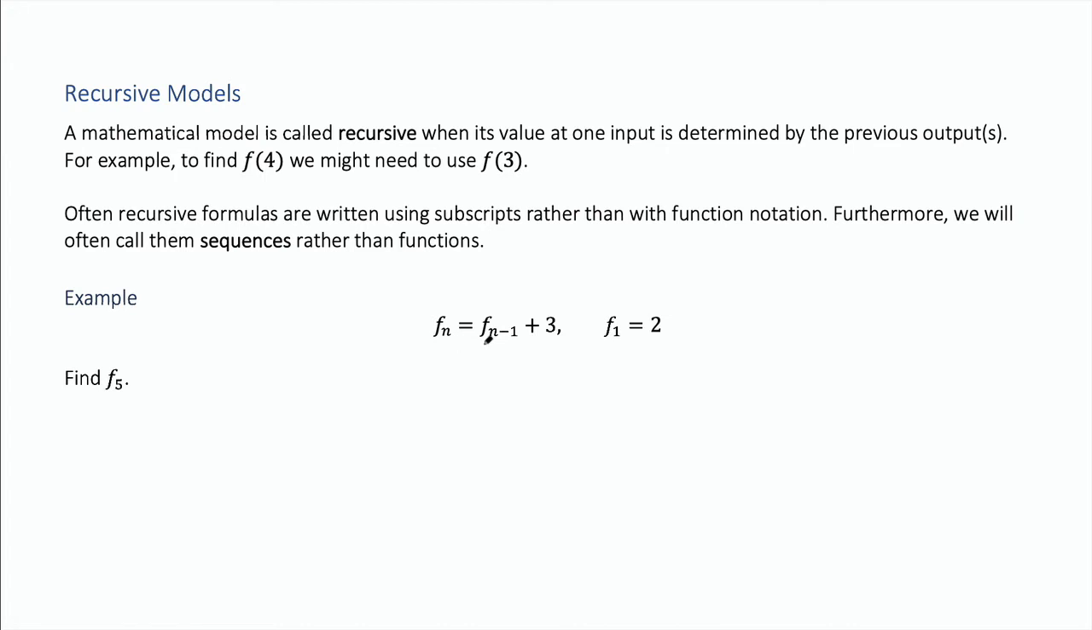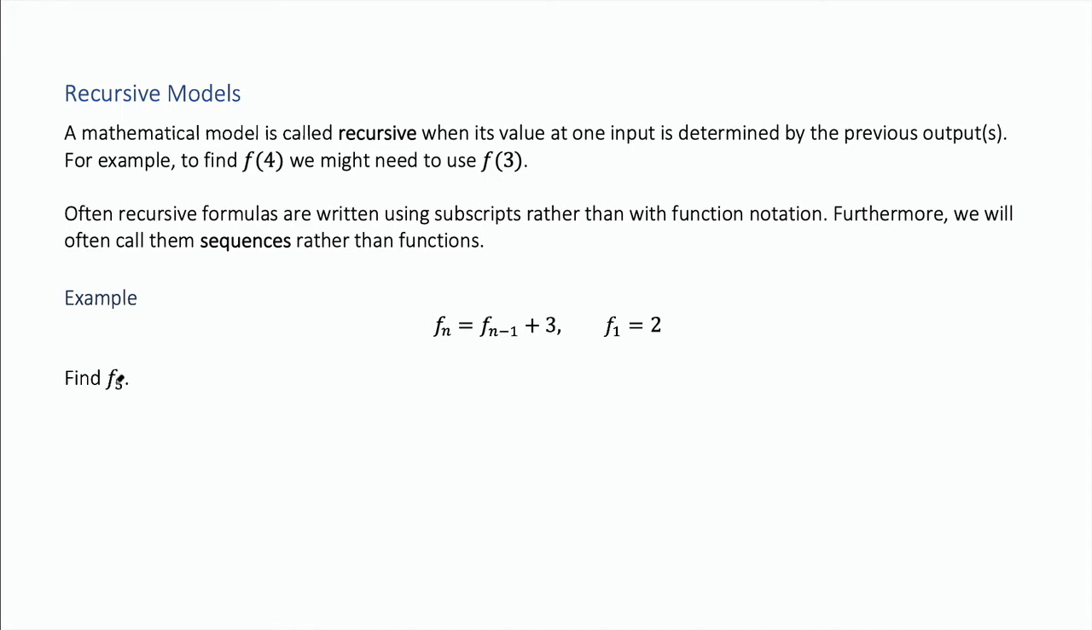So here's an example just to get a feel for what we're doing here. We've got f sub n equals f sub n minus 1 plus 3. And then attached to that, we have f sub 1 equals 2. And this is a very common thing when we are using recursive formulas or relationships. We have to know at least one value. Otherwise, the relationship itself doesn't really tell us anything. So we're usually given an initial value. So when n is 1, we know that our f is 2. And then from there, we can find further things. So we're going to find f sub 5 here.